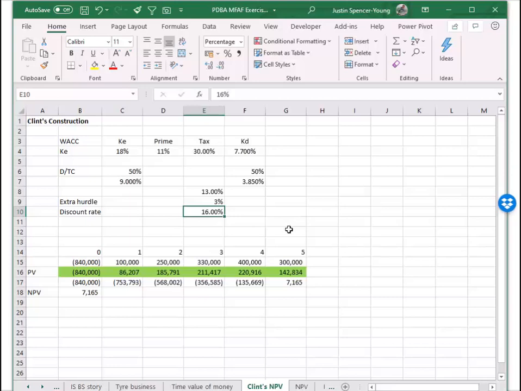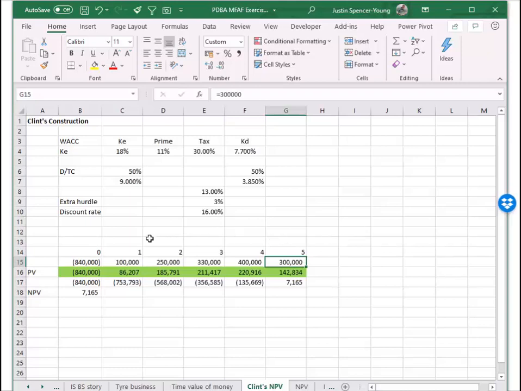There is our discount rate. Okay, so now what we're going to do is list the cash flows. It starts off in year zero, which is the current year, where we're spending the 840,000. And then here are the future cash flows that we expect to receive, as was laid out in the question: 100,000, 250, 330, 400, and finally 300,000 in the last year.